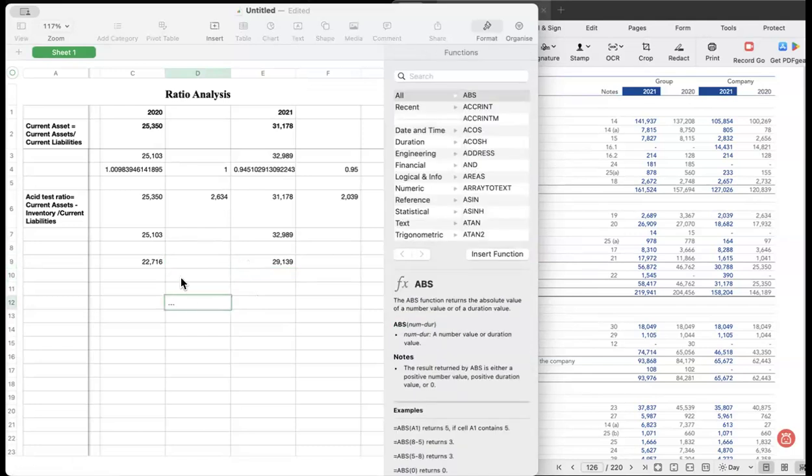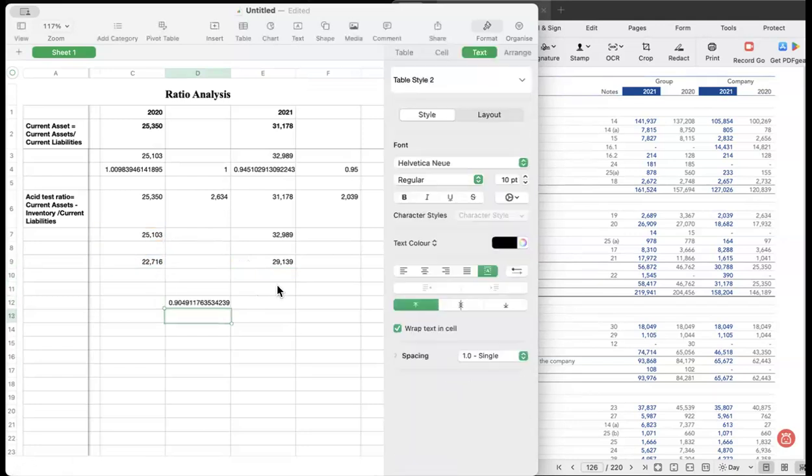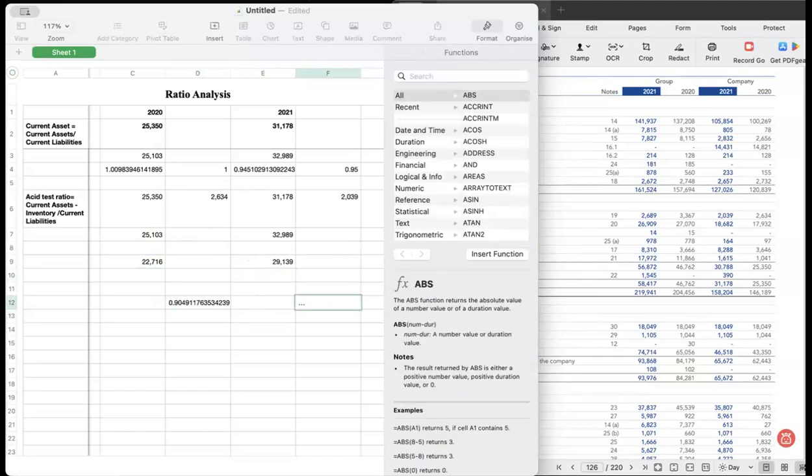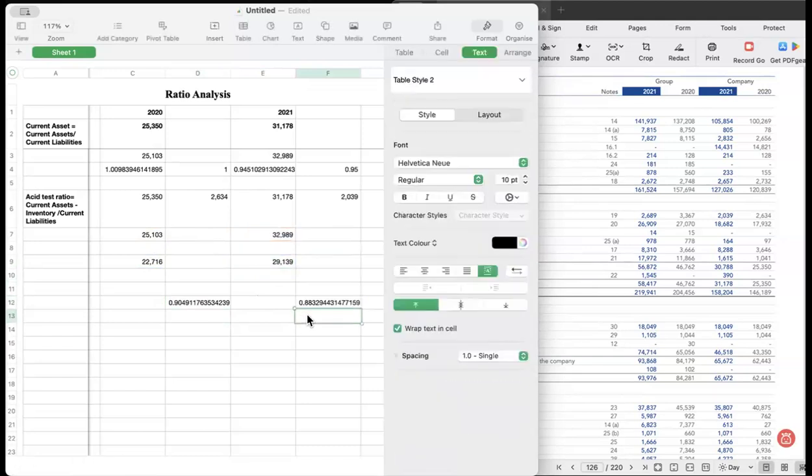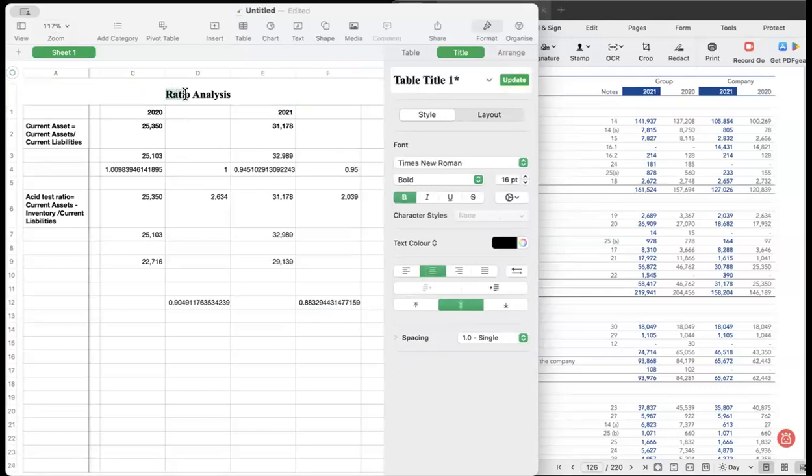Right, so current assets minus inventory. So let me calculate it here. This is current assets minus inventory divided by current liabilities. And again, current assets minus inventories divided by current liabilities. So the answer is 0.9 and 0.88. This is the answer, so this is liquidity ratio analysis. Again, the interpretation and the analysis is the same as the current assets.